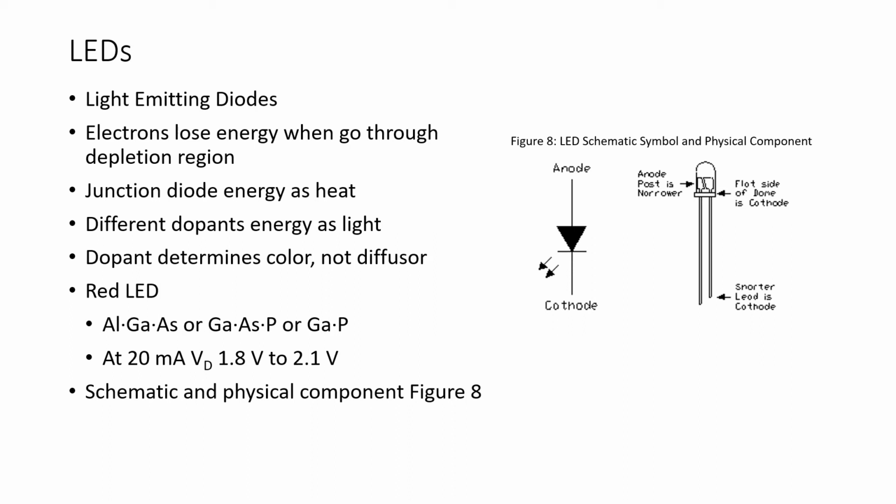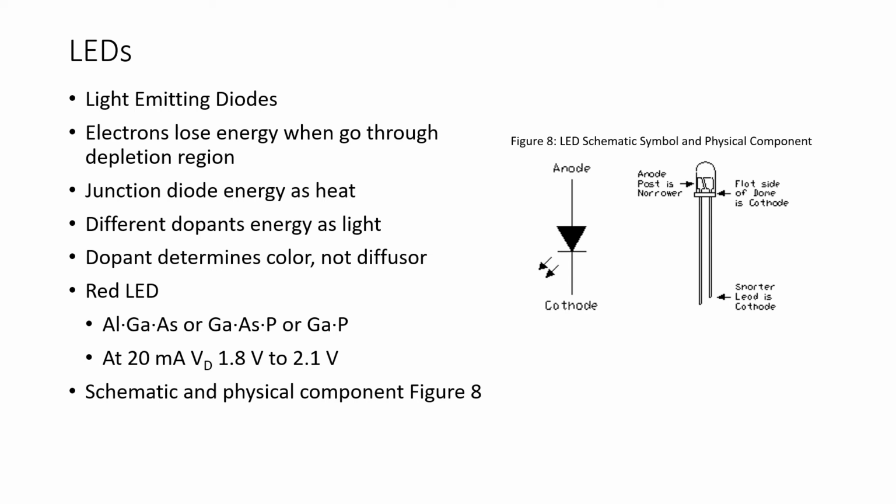the energy that's released when electrons go through the depletion region and fall into the valence shell of an atom, these electrons lose energy. And in a junction diode, this energy is lost in the form of heat. But if we were to use different dopants, then the energy is given off as light. And this light can actually be visible light, or it can be non-visible light, such as infrared light.